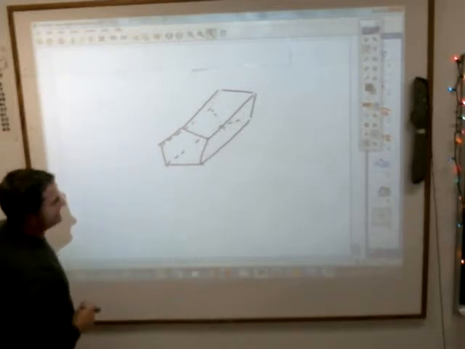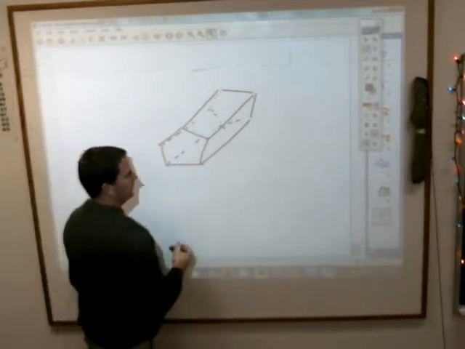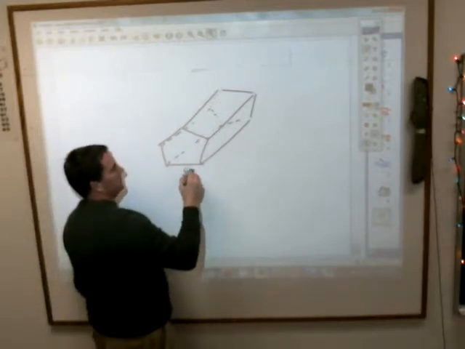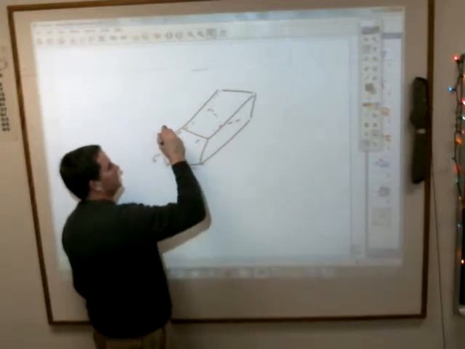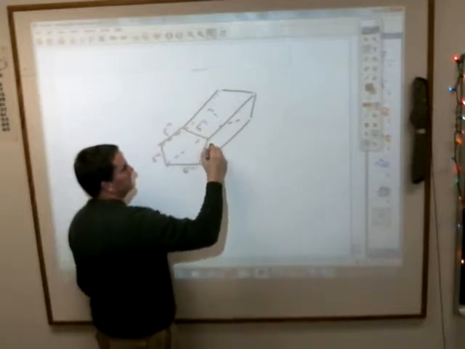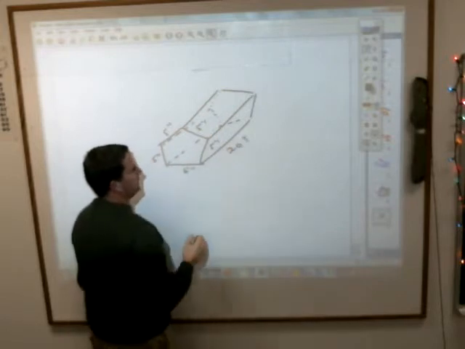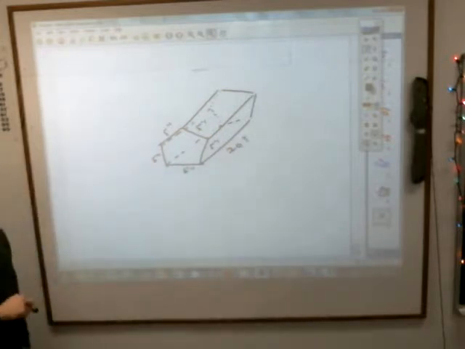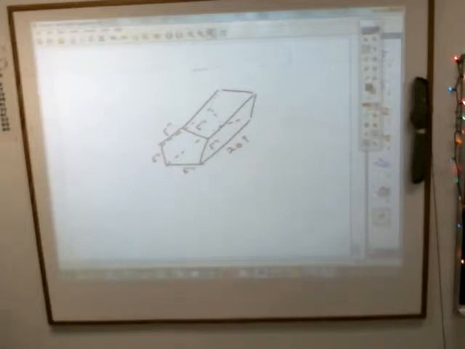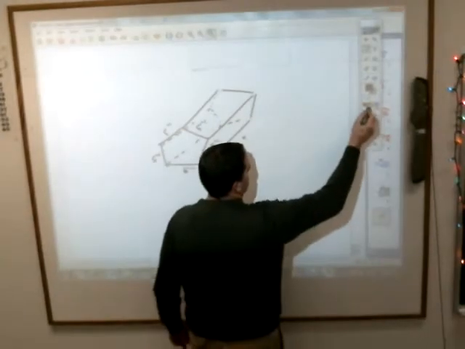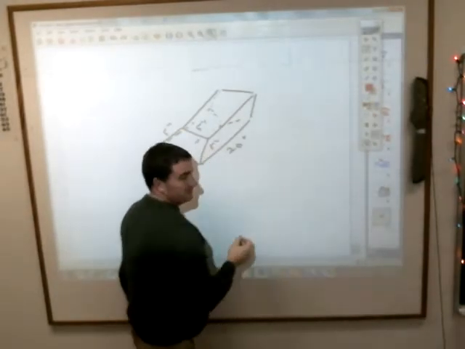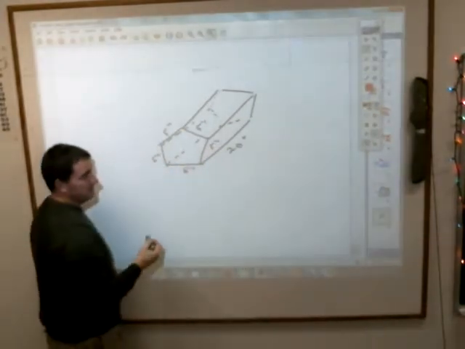If you have a pentagonal prism like that, and let's say each side is 5 inches here, and this thing is 20 inches deep like that. If I asked you what the shape of the base is, you would tell me, on the loaf of bread theory, it is a pentagon. So the base is a pentagon.